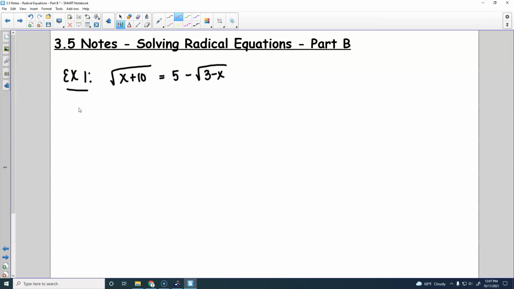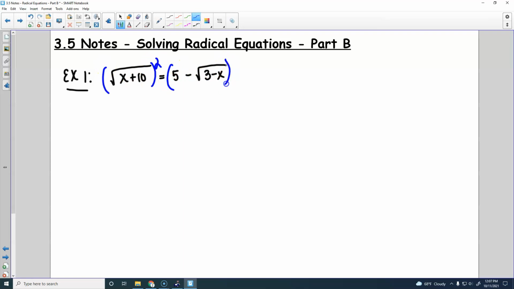All right, if you see a problem like this, it should take you about half a page to solve. So let me show you what people do wrong. I'm trying to warn you so that you don't do this. A lot of people do this.